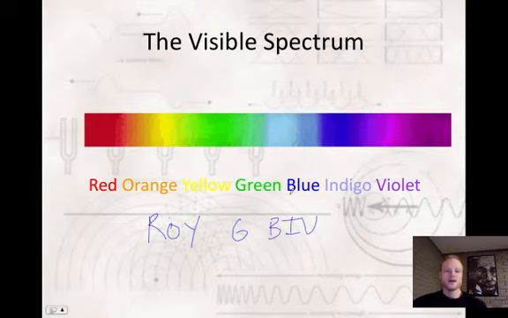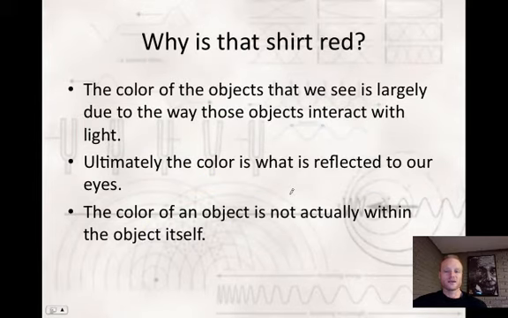Okay, so what we're worried about is, well, how come different objects appear to be different colors? What makes that happen? So like, why is the grass green? Or why is my shirt today black? Or for this slide, why is that shirt red? Okay, and the color of objects that we see is basically due to the way that the object interacts with the light that is illuminating that object.